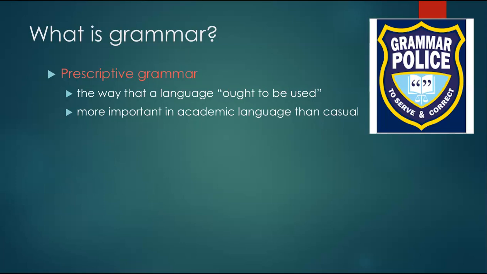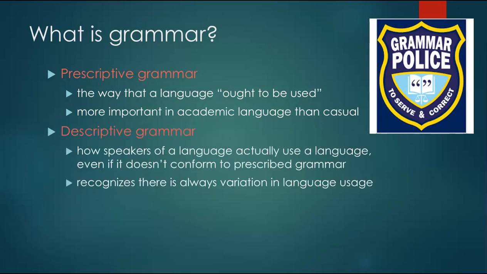However, there's another way that linguists talk about how we approach grammar, and that's descriptive grammar. This acknowledges the fact that we say lots of things that don't conform to the prescriptive grammar rules, and we still understand their meaning. We still understand the message that that person was trying to say, even if it doesn't exactly follow the rules that we might have in our grammar textbooks. We call this descriptive because we're describing the way that language is used more than following a prescription for how language ought to be used. It recognizes that there's always variation in language usage.